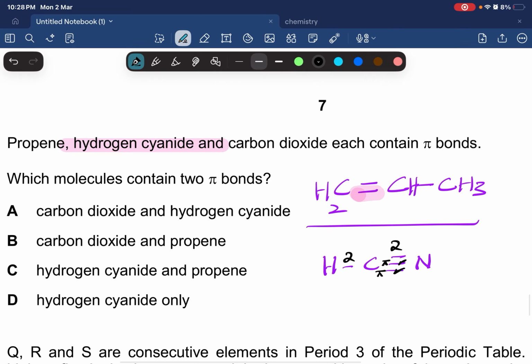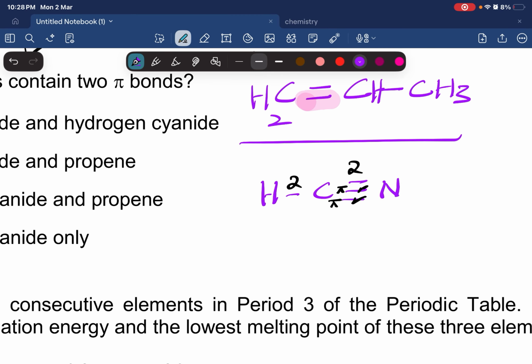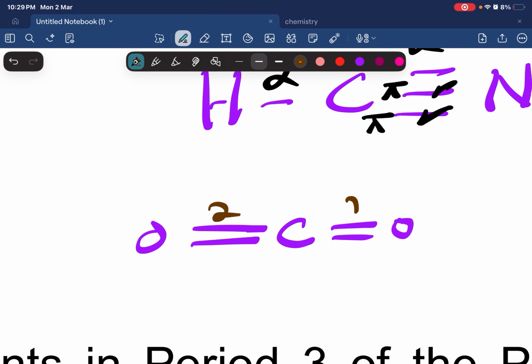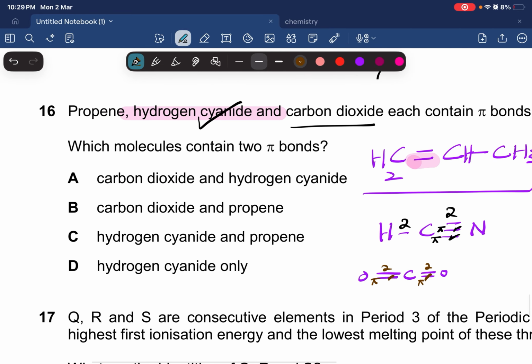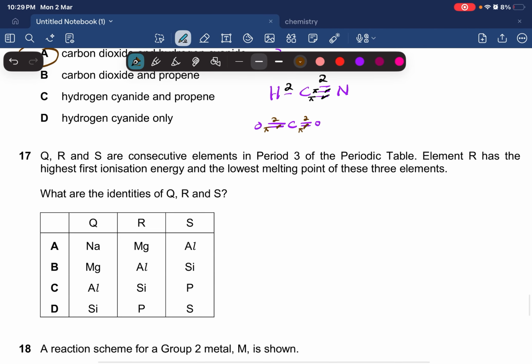So hydrogen cyanide has, and carbon dioxide. The structure of carbon dioxide is going to be that you have one carbon double bonded to oxygen on this side and double bonded to oxygen on this side. You know that the first bond is your sigma bond and the second bond is going to be your pi bond. So we have two pi bonds here as well. So hydrogen cyanide and carbon dioxide only. Easy. Okay. Give us some difficult stuff, please.